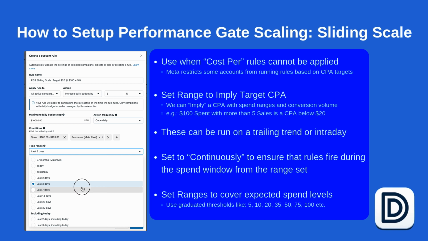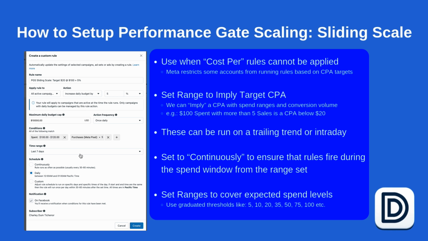Now, one thing that I recommend here is that you set these rules to run continuously. Because there's a spend threshold, in this case $100, unless that's your daily budget, you probably want to understand what's going on. And that's where these can be more tactical, almost day trading level rules if you want them to be. You also want to set ranges to cover expected spend levels. So use graduated thresholds like 5x, 10x, 20, 35, 50, 75, 100 times your target CPA.